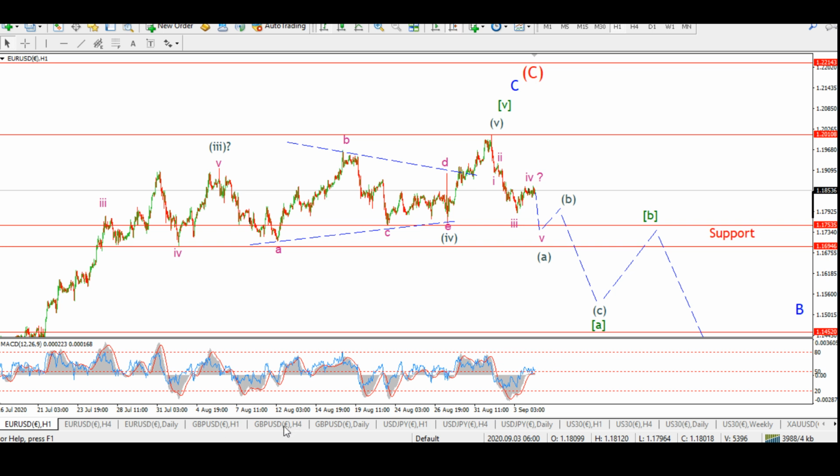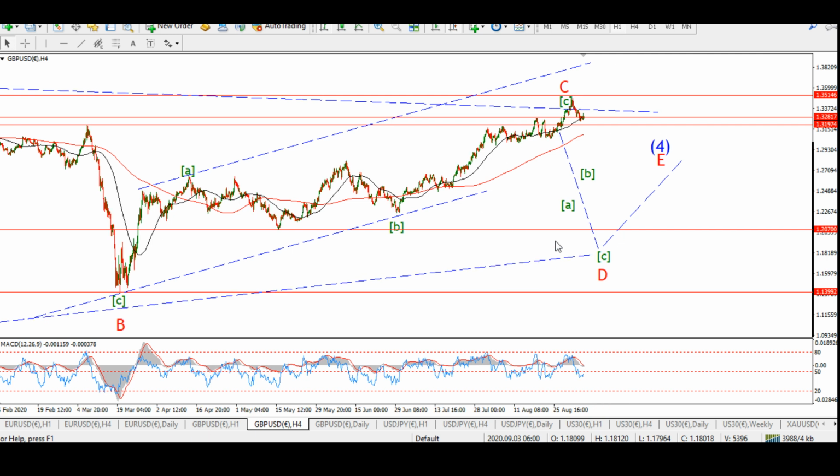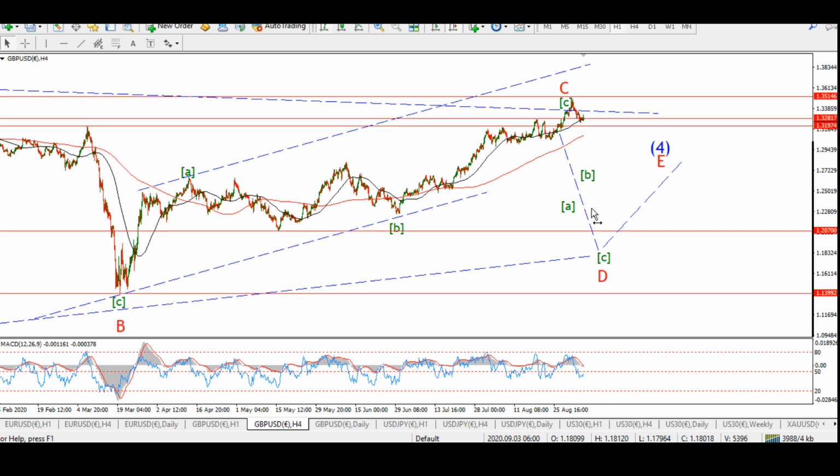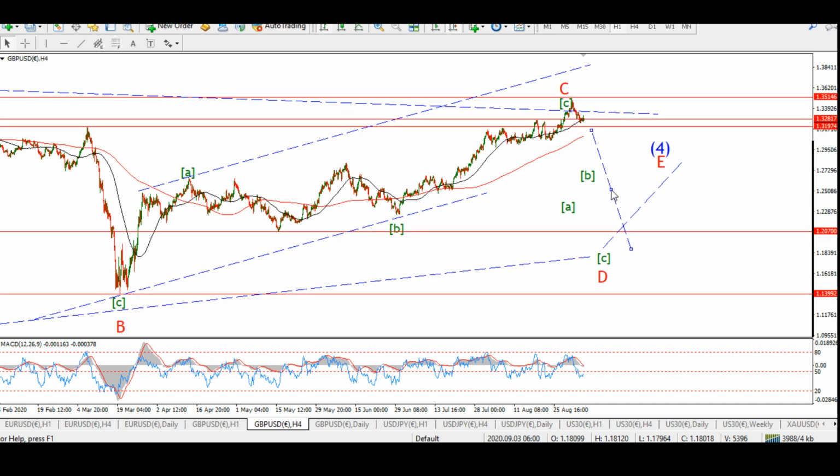Okay, so let's get on to cable. Again, topping in a triangle, wave C of a triangle, and we should be heading lower into wave D. I've been expecting this for a while, and the same scenario stands for cable here as well, because we've had this flat left shoulder that's happened over the last while. So we've had a series of rolling tops, kind of false summits, let's say.